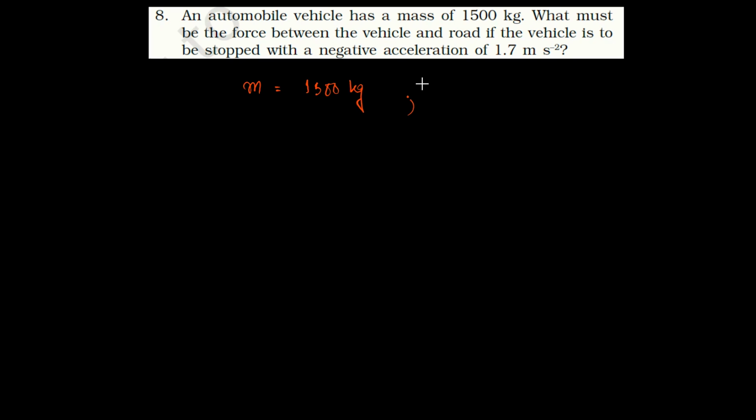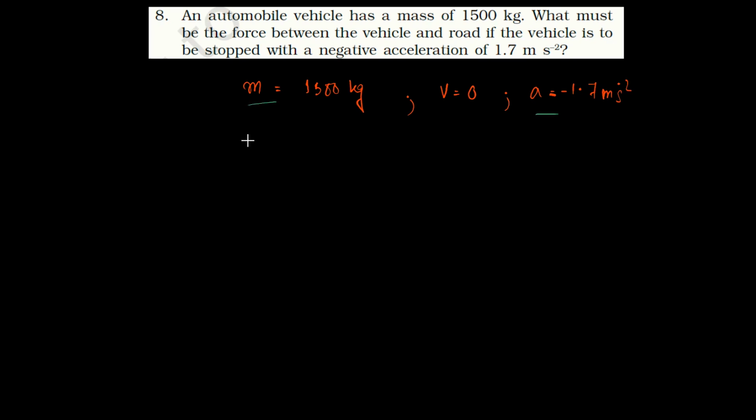That means V is going to be 0. It has to be stopped, right? And that acceleration is given as 1.7 meter per second square. But since it is a negative acceleration, we have to put a negative sign. So we have the mass of the vehicle as 1500 kg, and the final velocity is going to be 0. We have the acceleration and we have to find the force. Simple relation: mass is given, acceleration is given.